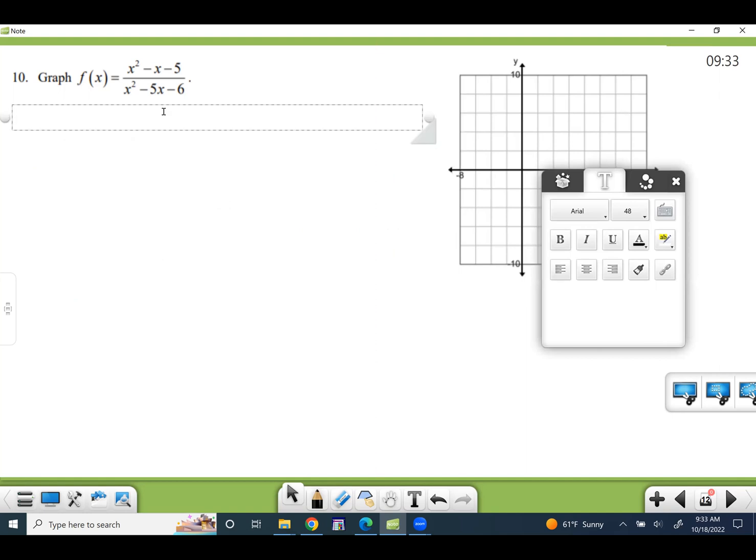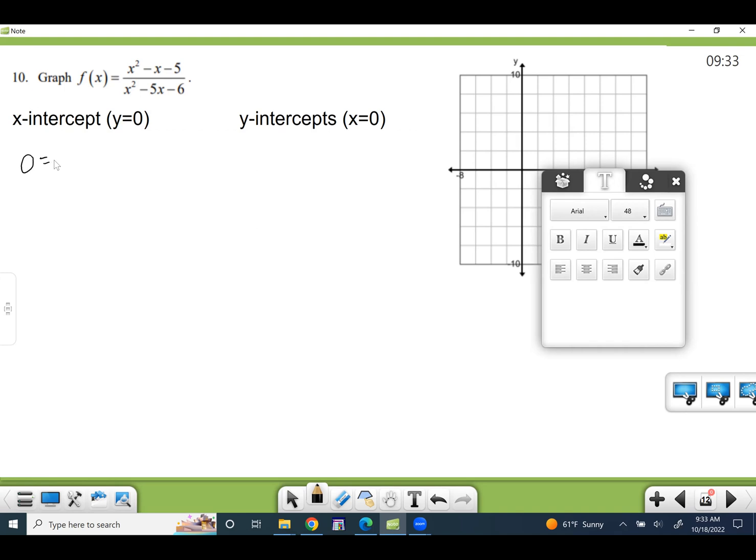And we know how to do that. To find x-intercepts, we let y be 0. And then to find y-intercepts, we let x be 0. Okay, all right, so I'm going to go ahead and put 0 in for the y, which means the left-hand side of the equation.